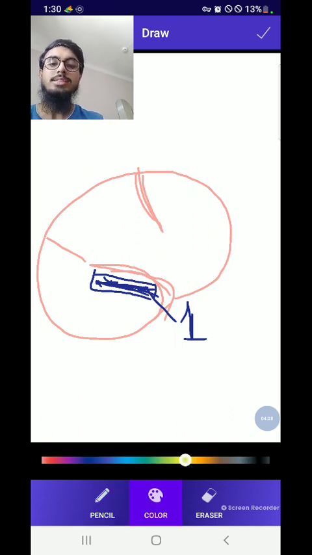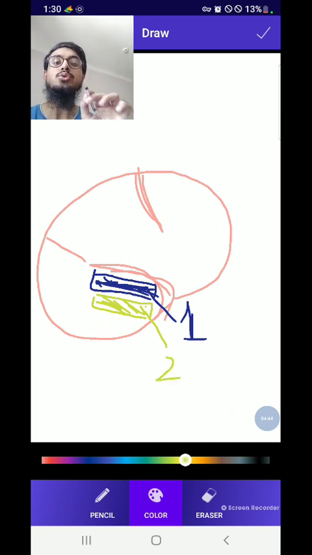Now let's talk about the second area, which is just inferior to this area. What's the name of this area? This is in parrot color, area number two. This area is the auditory association area. First one is the primary auditory cortex, second one is the auditory association cortex.